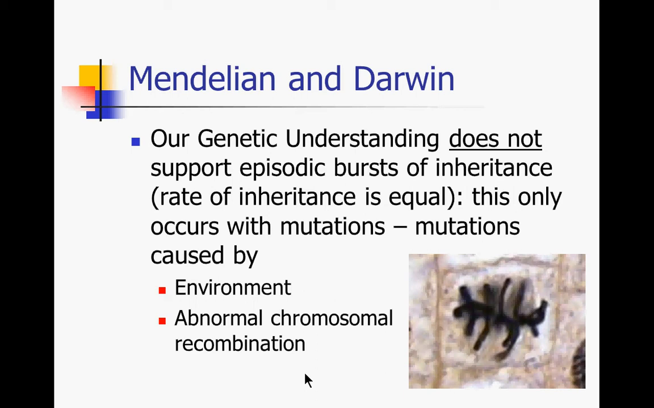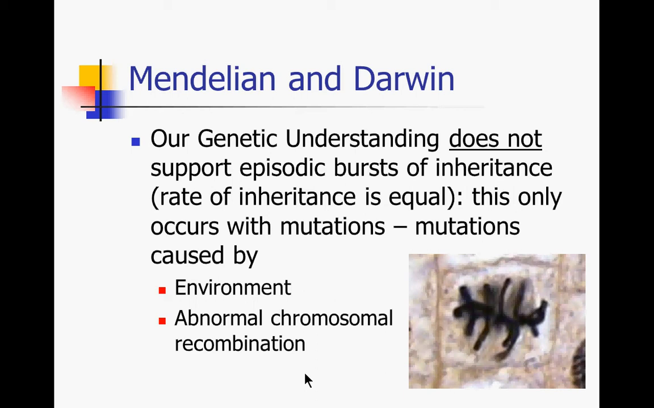Well, the genetic understanding that's based off Darwin and Mendel does not support what's known as episodic bursts of inheritance, meaning that the rate of inheritance of a gene, or of a mutation, is usually equal. So in 1970, the rate of Down syndrome is pretty much the same as the rate of Down syndrome today. But we don't find that in autism. We find that the rate of autism in the last 20 years has significantly increased, higher and higher and higher.